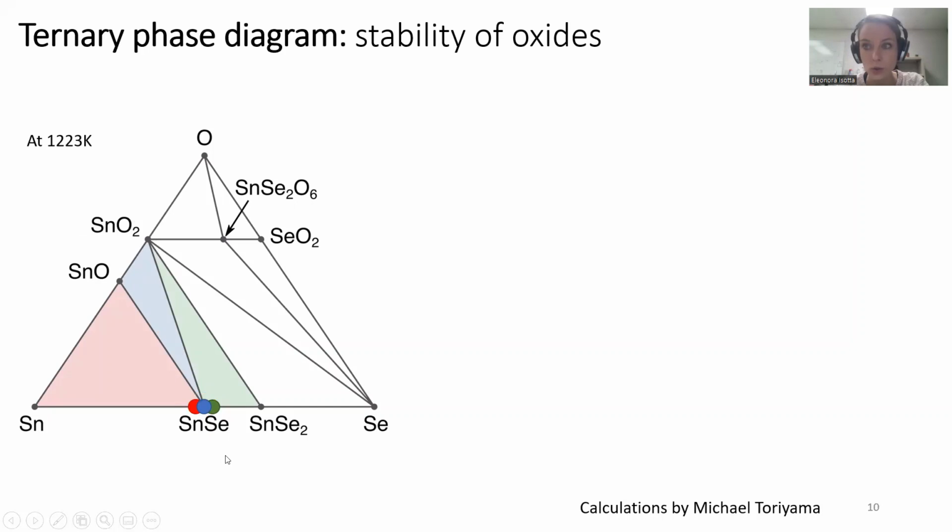So we decided to prepare samples with stoichiometric, tin-rich, and tin-poor compositions, because as we see, accordingly, we should stabilize different types of oxide.